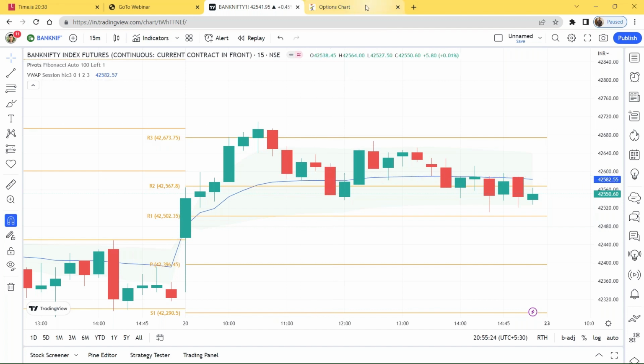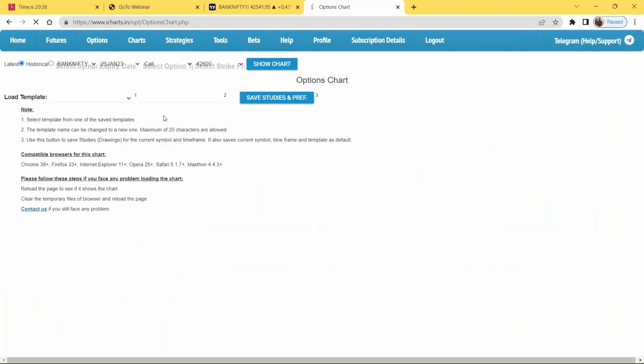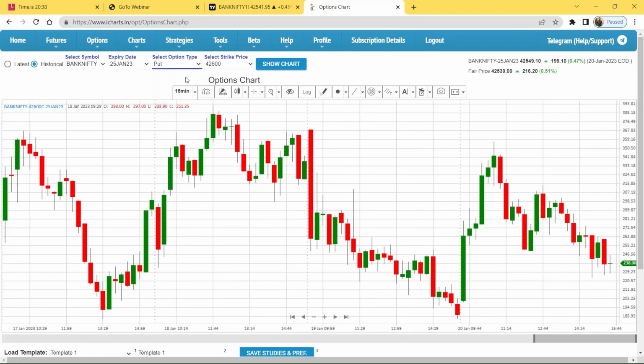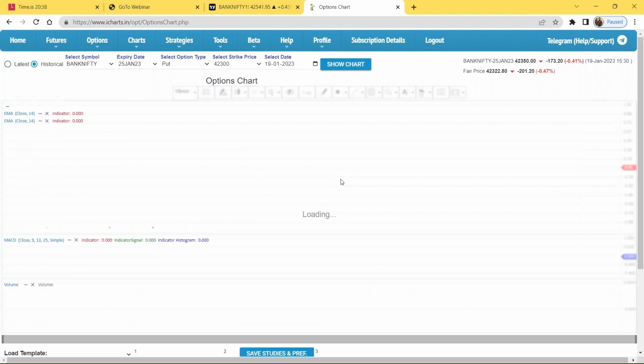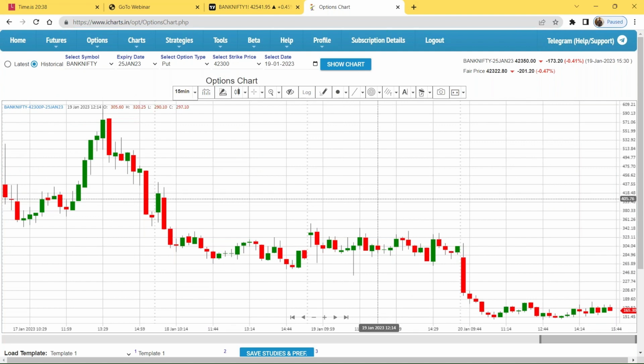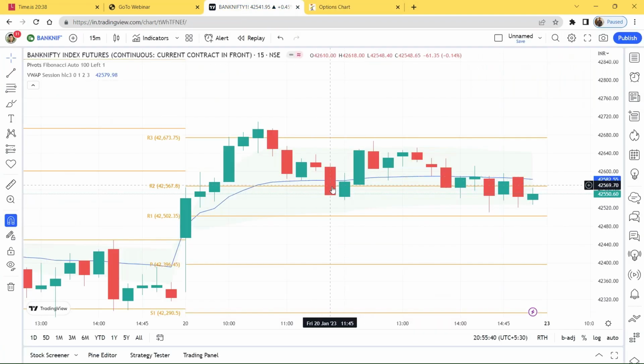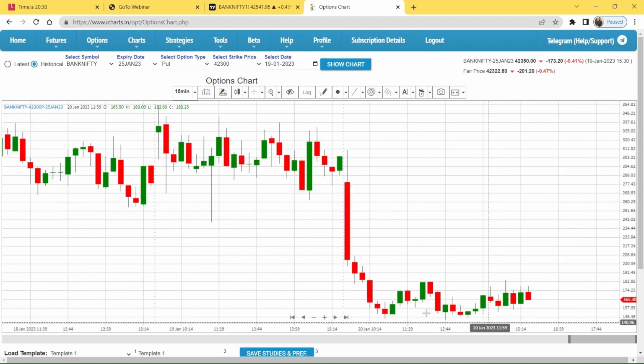So let's just go to the options chart. 42,500 put. Okay, 25th January expiry. This is the 11:45 candle. That means we have to buy this at the 11:45 candle. We have to buy the 42,500 put at 11:45. So let's go.